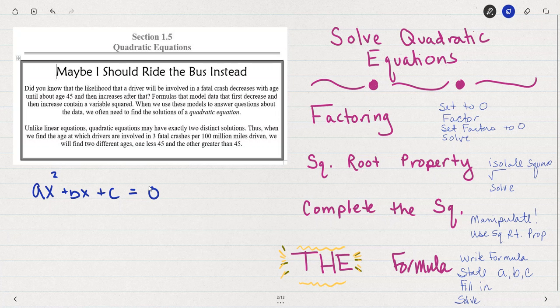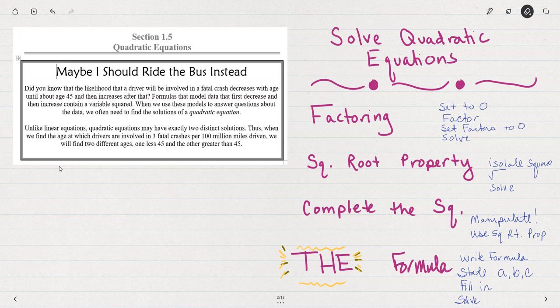equals 0, or it could be ax squared plus bx equals c, or so on. But the key here is that the degree is 2. There's an x with a power of 2, and there's not an x with a higher power. So that's an example of a quadratic equation. There are 4 ways that we're going to look through on how to solve a quadratic equation.